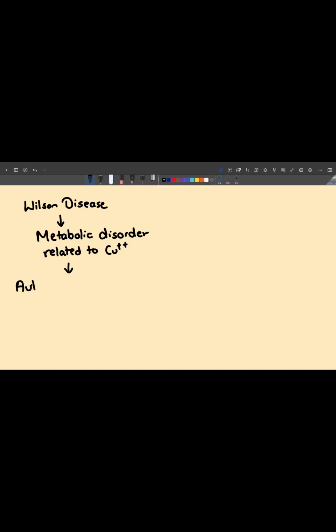Before understanding Wilson's disease, let's explain in basic what exactly it means. Wilson's disease is a metabolic disorder related to copper. So if it is a metabolic disorder, then of course it has something to do with metabolism, right? Yes, and Wilson's disease is an autosomal recessive condition.